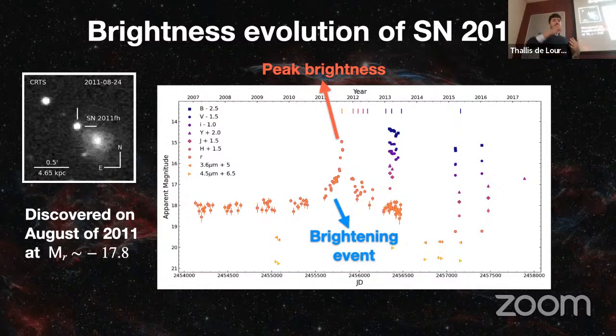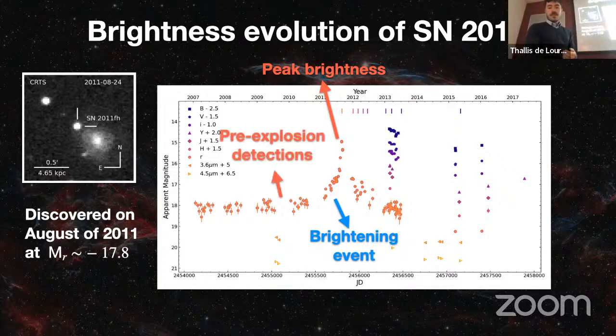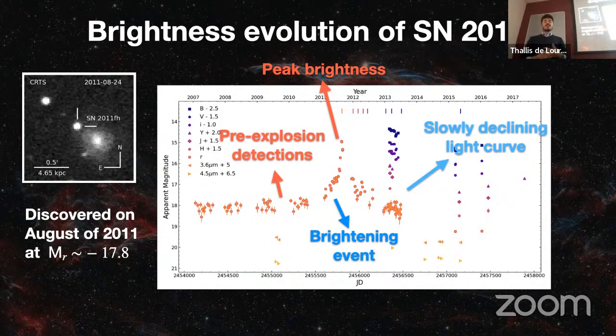We see this brightening event. So the star was getting brighter and brighter for around 6 months when it exploded in this major eruption. We also see that the star was very bright before exploding. So these are 3 or 4 years before, and we can detect the star in the galaxy. And also we see the light curve after the explosion is declining slowly, which is because the ejecta is still interacting with the circumstellar material.